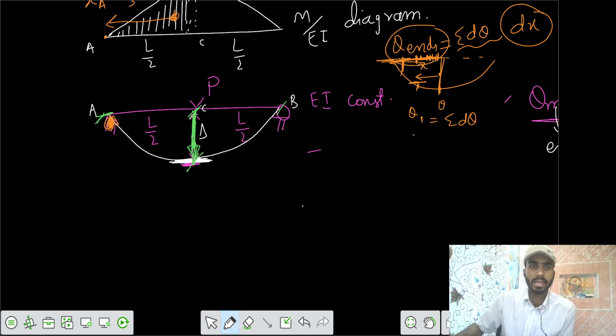So we can write that theta is maximum at the ends. Your theta is maximum at the ends. That's also theta at A. So we know that theta at mid equals 0.